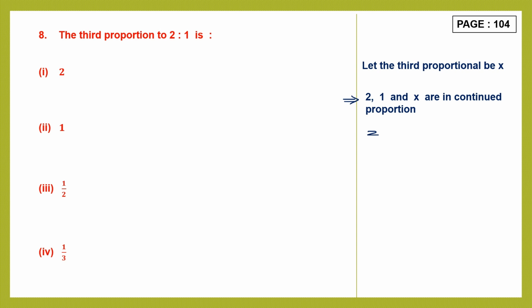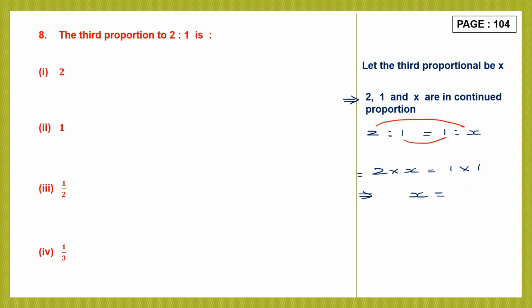So in that case, how do we write? We say 2 is to 1 is equal to 1 is to x. Okay, so 2, 1 and x are in continued proportion. We're going to say 2 is to 1 is equal to 1 is to x. And now we're going to find the value of x. That is product of extremes is equal to product of means. Product means multiplication. So 2 into x is equal to 1 into 1. What does this imply? 2 into x means we're going to put only x here.